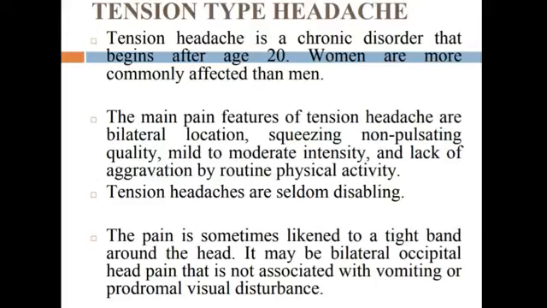The pain is sometimes likened to a tight band around the head, and it may be bilateral, bioccipital head pain that is not associated with vomiting or prodromal visual disturbances. The acute attacks of tension headache may respond to acetaminophen or non-steroidal anti-inflammatory drugs, and for prophylaxis purposes, amitriptyline, which is a tricyclic antidepressant, is the only proven treatment.